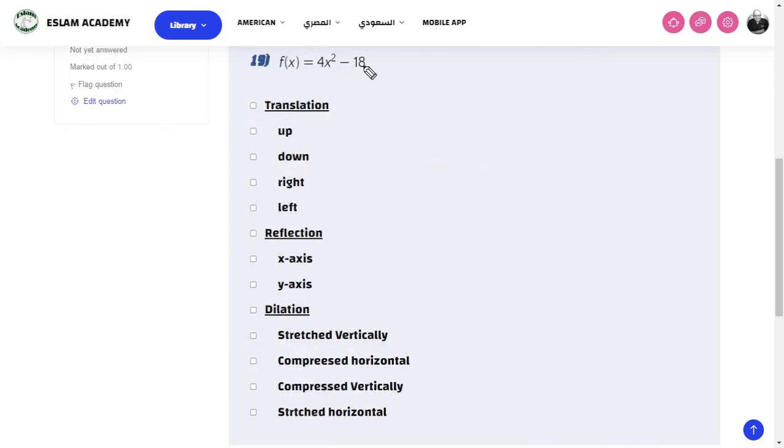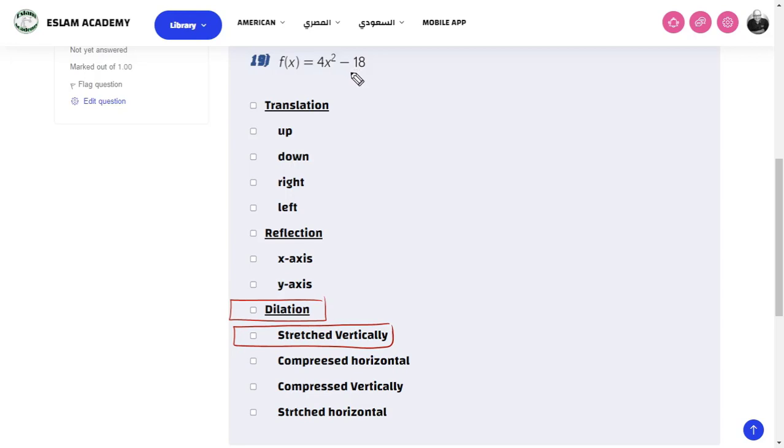For 4x² minus 18, there is no bracket, it means no effect will happen with x. According to the order of operations, we just look at the multiplication. The multiplication here is multiplied by 4. Once you multiply, it means we have a dilation. The scale factor is more than 1, it means we have a vertical stretch.